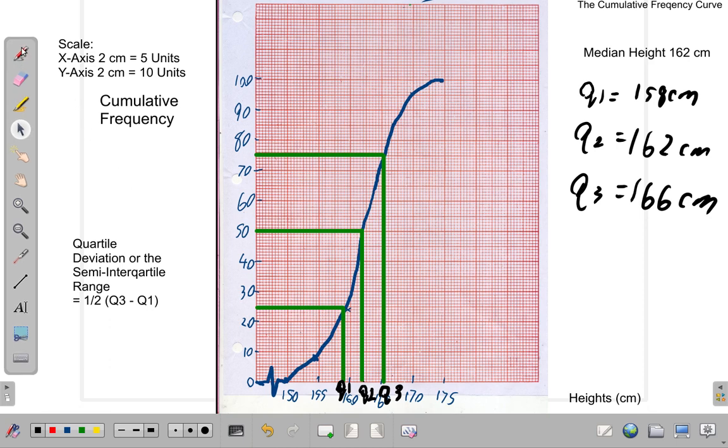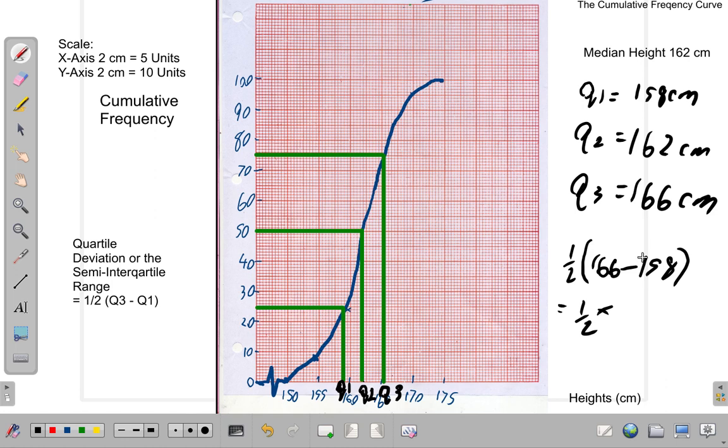So let's do a little calculation here. If we say half of Q3 minus Q1, then what we have for the quartile deviation or the semi-interquartile range is half of Q3, which is 166, minus Q1, which is 158. Equals what? Half of 166 minus 158. So that goes to half of 8.